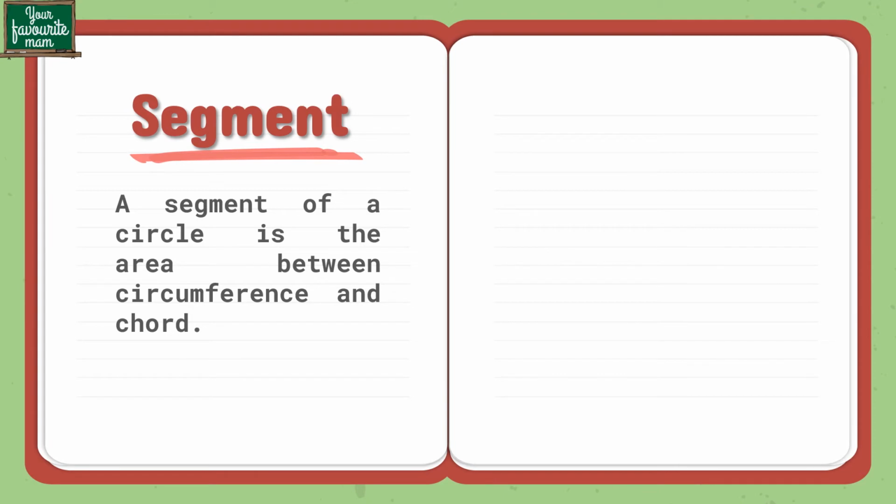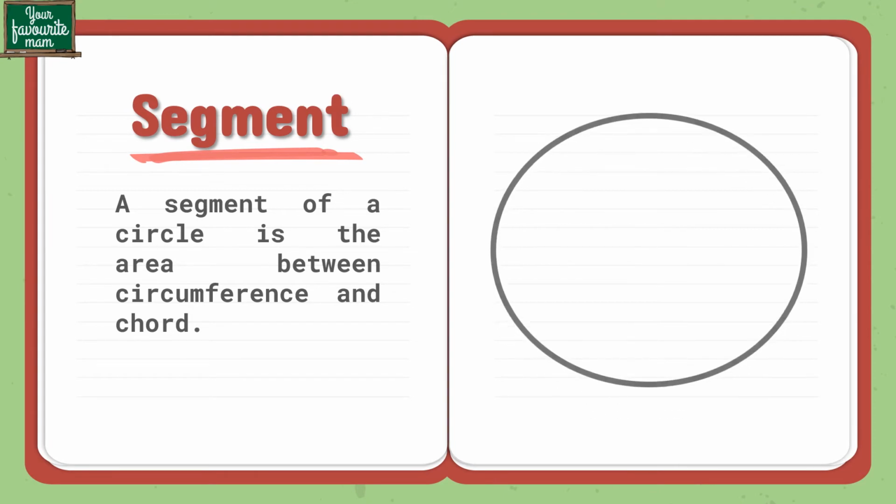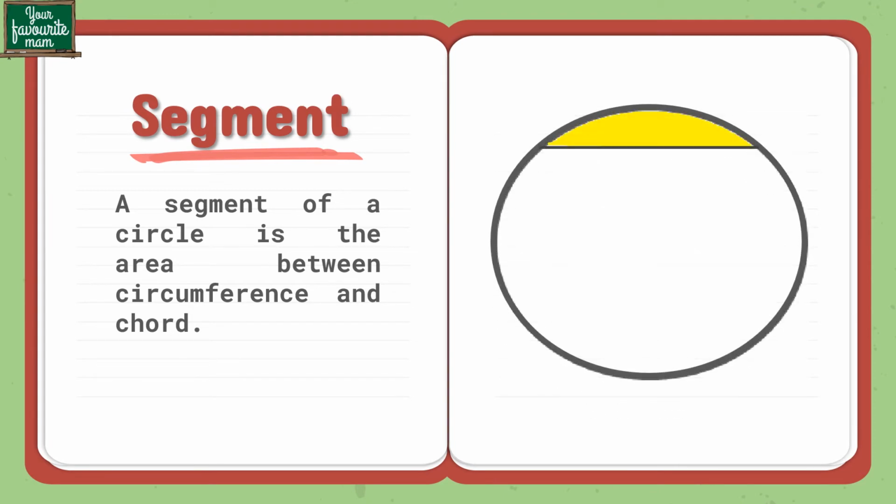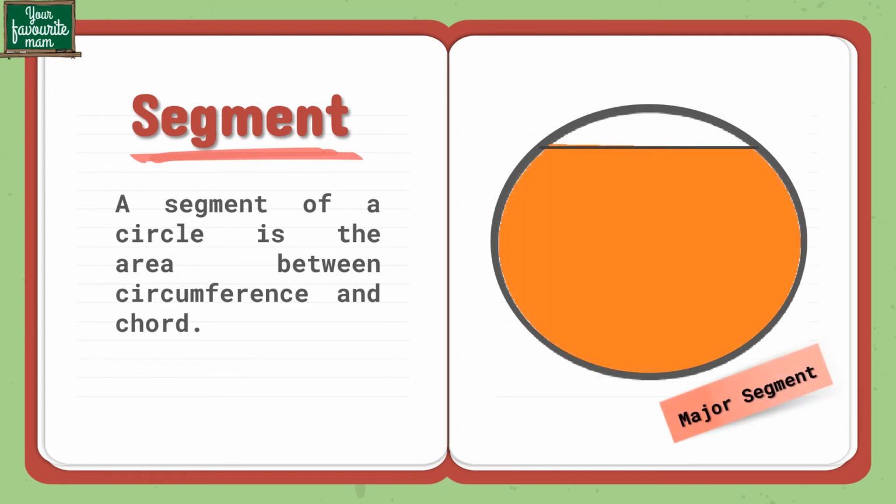Now let's talk about segment. A segment of a circle is the area between the circumference and the chord. As chord divides the circle into 2 regions which are known as the segments of a circle. So, the segment having a smaller area is the minor segment, and the segment having a larger area is the major segment.